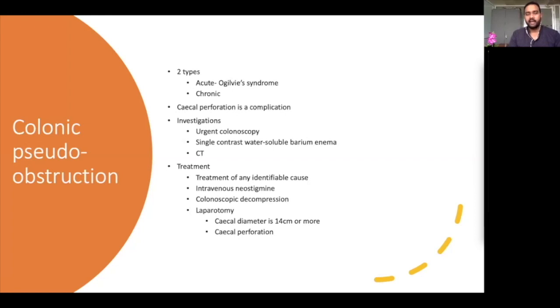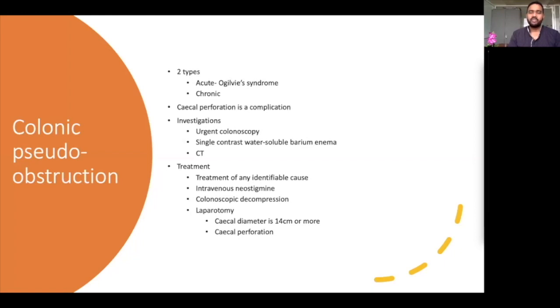It is acute, and sometimes it's chronic. Colonic pseudo obstruction can present as a chronic problem for a prolonged period of time. So people can come with constipation and absent bowel sounds, and whenever you look for some underlying cause, none is found. So that is called chronic colonic pseudo obstruction.